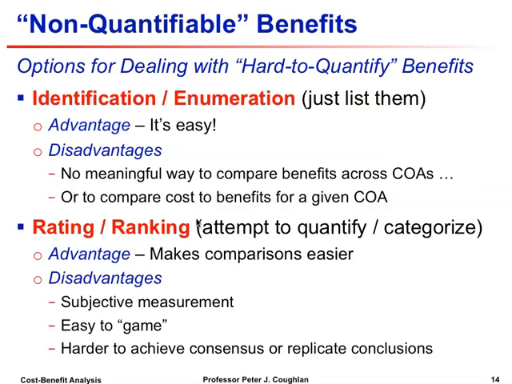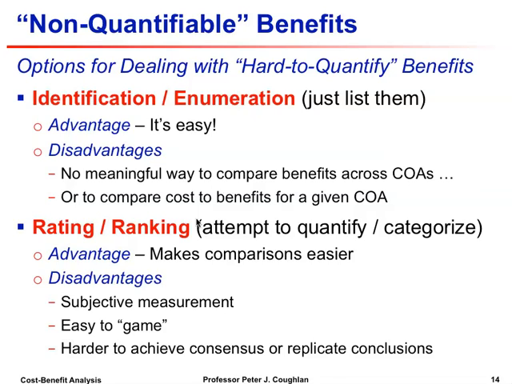The disadvantage is it's ultimately still subjective, right? Who's to say which course of action is best? If in fact these things are not directly quantifiable, there's not an objective measure for them, then any sort of rating or ranking is going to be subjective. It's easy to game. It's easy to adjust your ratings a little bit this way or that way to get the outcome you want, and therefore you can be very sensitive to the approach by which you rate or rank these things.